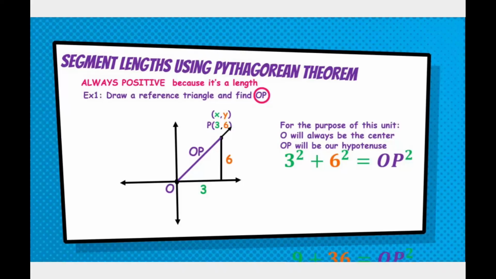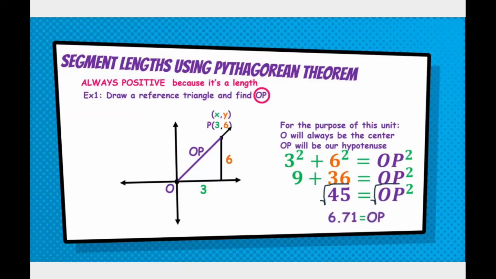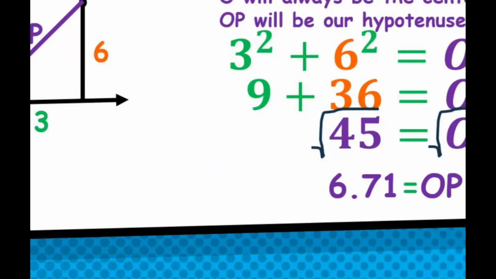So my hypotenuse is the OP. Once again, I'm not calling that c squared. You can if you want. But now I have 3 squared plus 6 squared, which is 9 plus 36. And that gives me 45. And I need to square root that to get the OP by itself. And I'm going to write this as a decimal right now, so approximately 6.71.